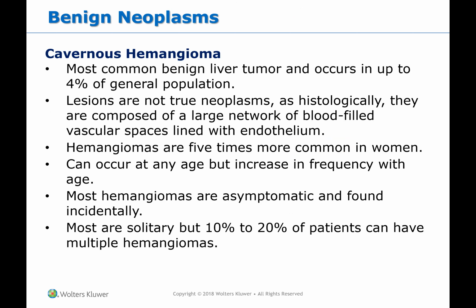Cavernous hemangioma is the most common benign liver tumor and occurs in up to 4% of the general population. This one, let's know this one, okay, guys? Hemangiomas are 5 times more common in women. Know that. They can occur at any age, but increase in frequency with age. Most hemangiomas are asymptomatic and found incidentally. Most are solitary, but 10% to 20% of patients can have multiple hemangiomas.